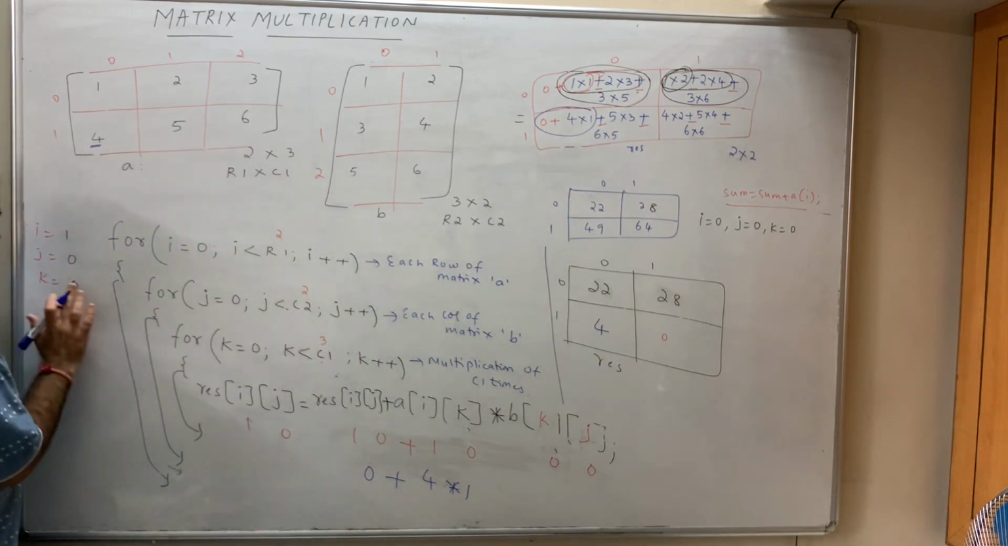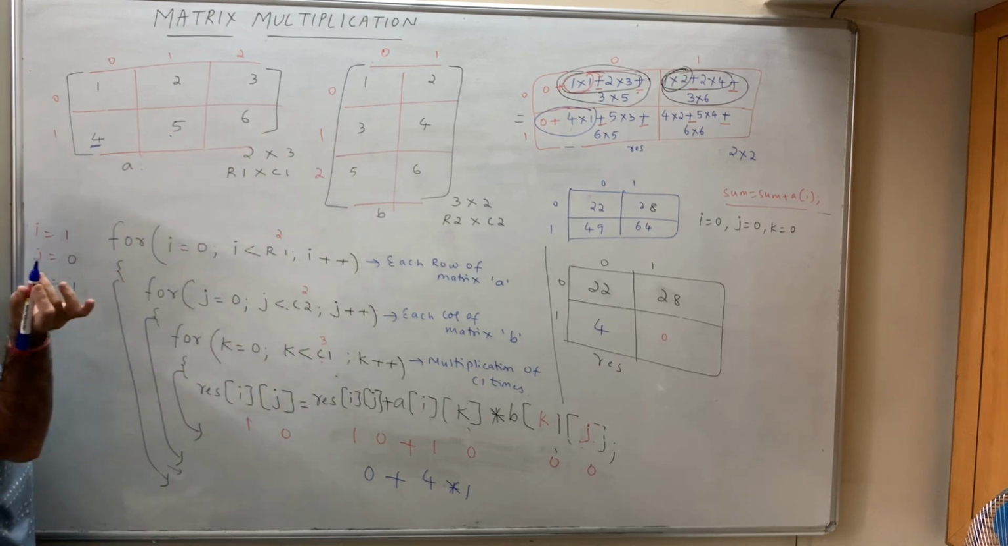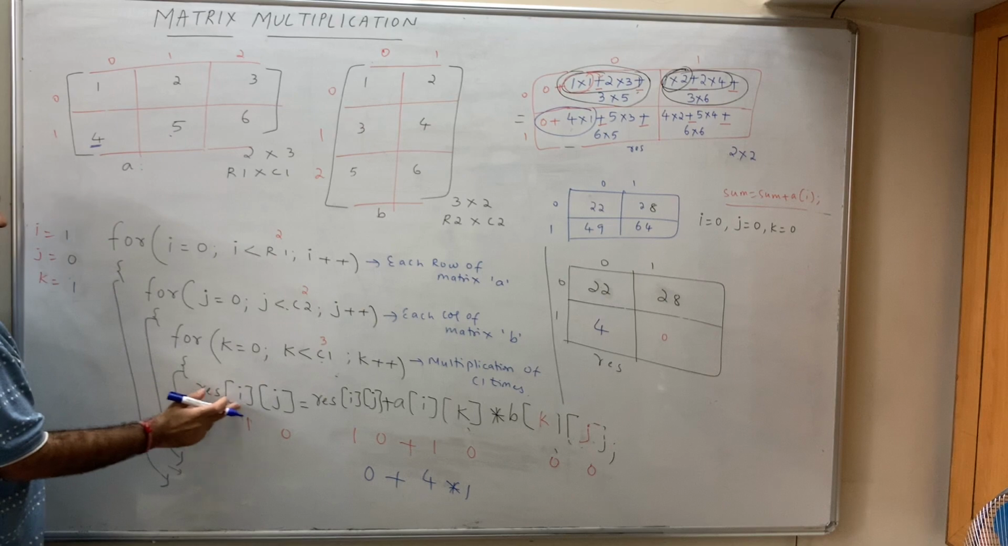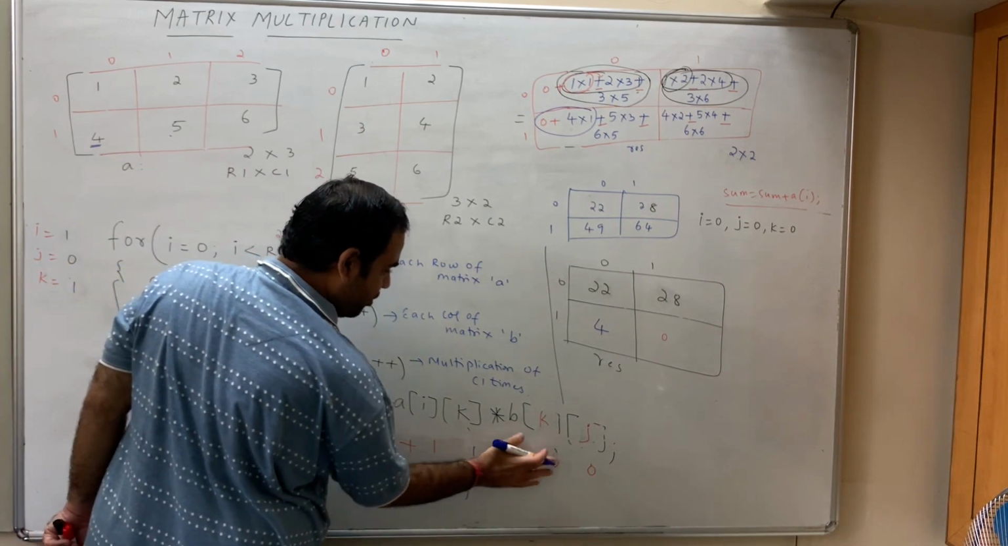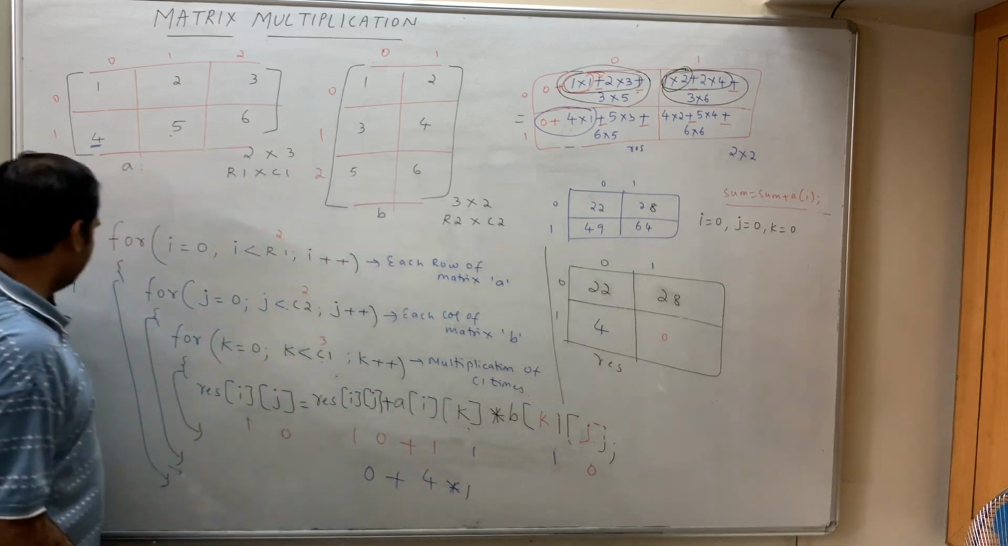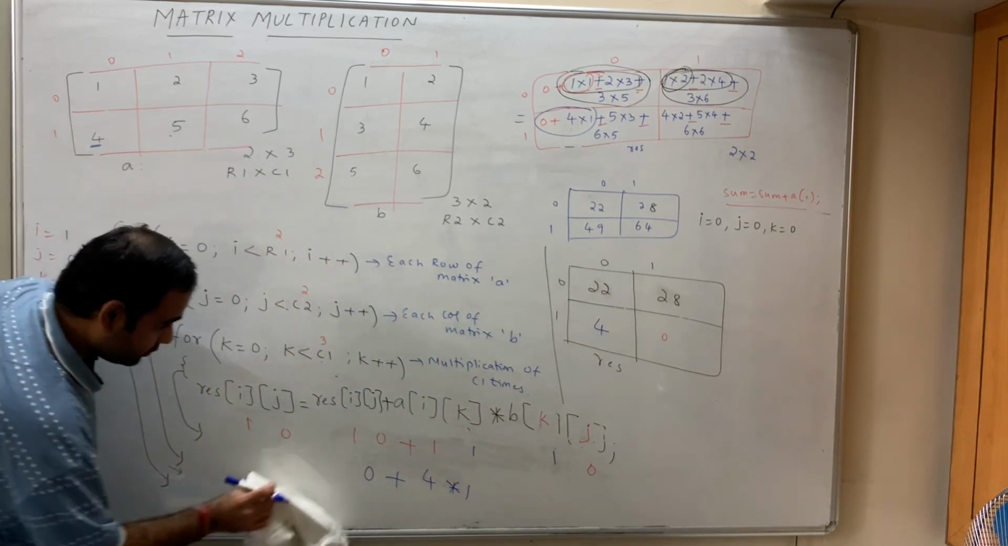Now you say k plus plus. The value of k will become 2. Next time you have to multiply 5 into 3. That is what we do. I is 1, j is 0, k is 1, and the value of j is 0. Now see here. Result of 1, 0.